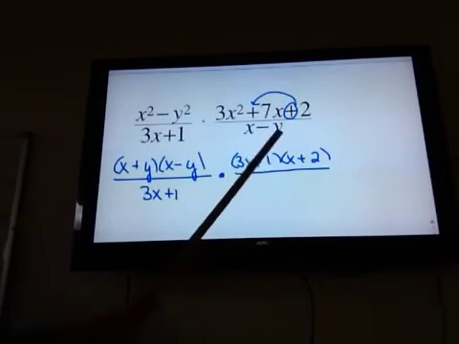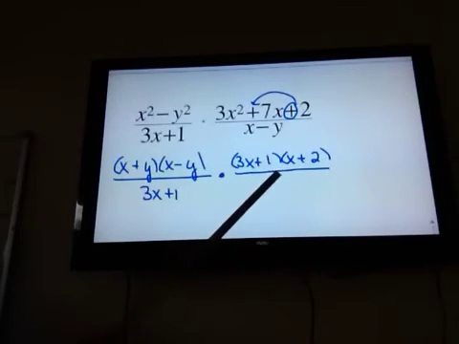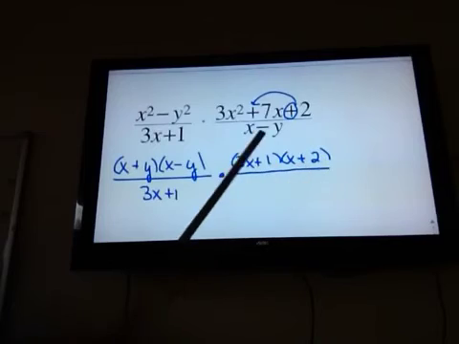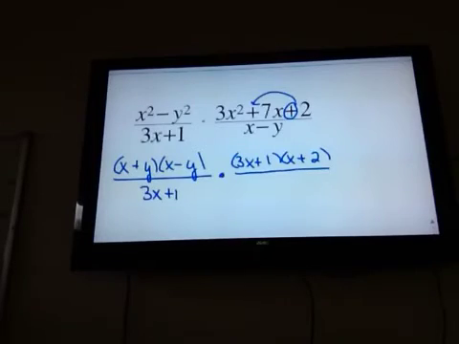Outer times outer, 2 times 3 is 6. Inner times inner, 1 times 1 is 1. 6 and 1 gives me my 7, so I'm good. And then in my denominator, x minus y, common factor, no. Difference of squares, no. So it just stays the same. So you're looking at all 4 spots now to see if they can factor.